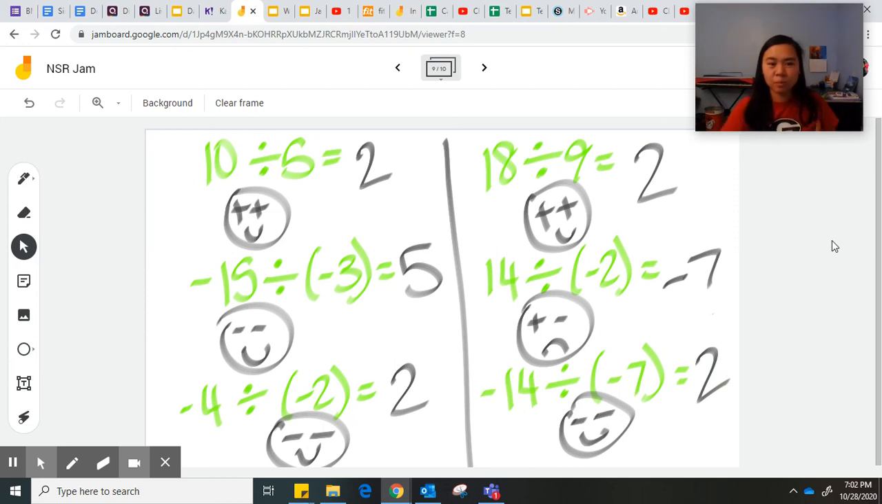Okay, so this was some practice determining if our products or our quotients are going to be positive or negative. And again, these tips can be helpful for multiplying and dividing.